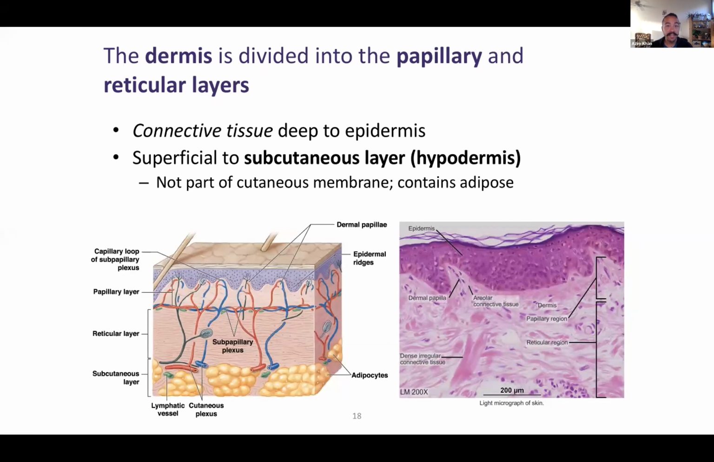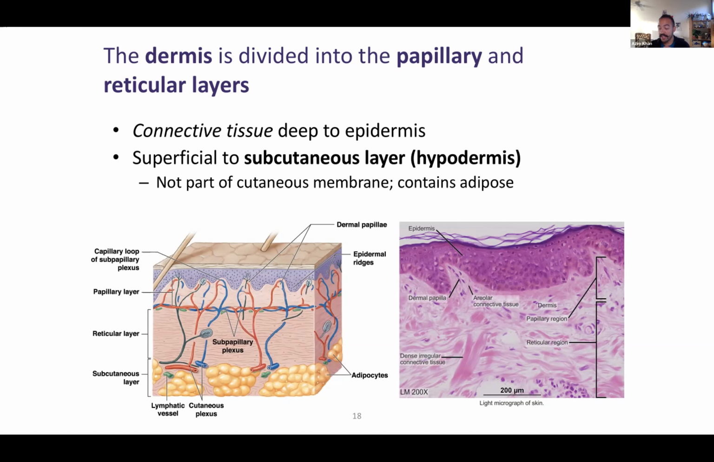Hey everyone, welcome back. We are continuing our discussion on the integumentary system. We just finished talking about the epidermis. This is chapter 5, slide 18. We're starting to talk about the next layer down deeper, the dermis.